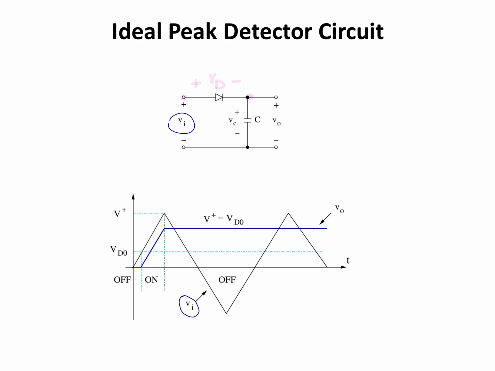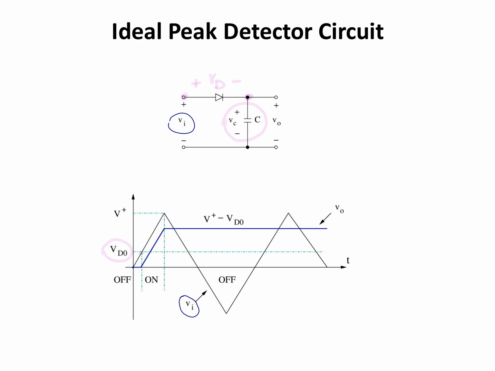Vi is going to keep increasing until it reaches the value of Vd on. At that time point, Vd, the difference between this node voltage and this node voltage, is going to be equal to Vd on, and that's going to turn the diode on. So the diode turns on and the capacitor starts charging.